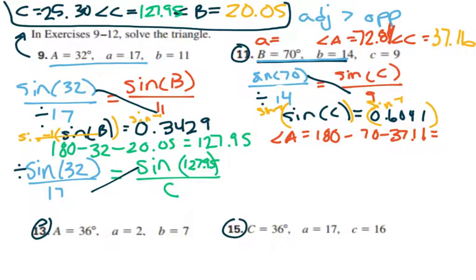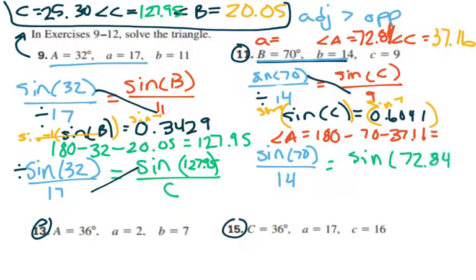Which means that when I set up my proportion, I'm going to do sine of 70 over 14, but then that's going to be set equal to sine of our new degree measure, 72.84, over our missing side length of A. So we cross multiply, divide, meaning sine of 72.84 is going to be multiplied by 14, and then divided by sine of 70. So our A value is 14.24.